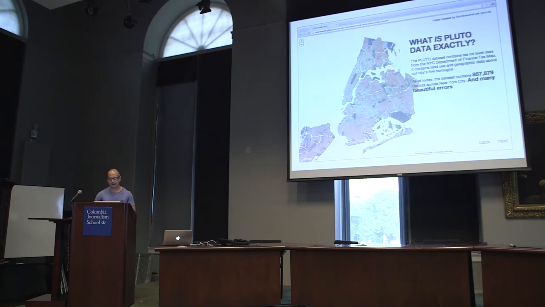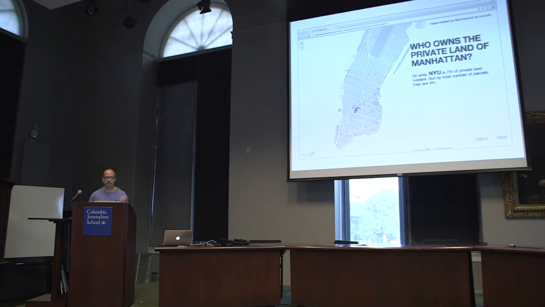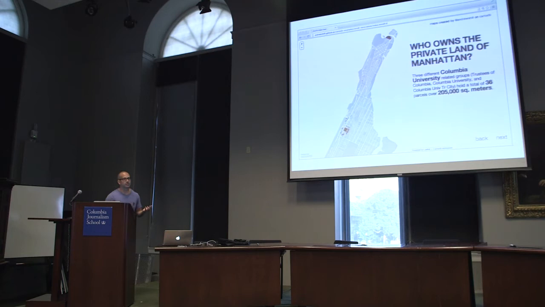So there is information on over 800,000 structures in Manhattan, and you can start to dig into it spatially, like looking at all of the spaces that are owned by New York City itself, or finding all of the area owned by NYU, or all of the area owned by Columbia. Turns out, actually, that Columbia's the third largest property owner in the city. The city itself is one, the Catholic Church is two, and Columbia is three. NYU is like fifth or seventh. I've heard it computed various ways.